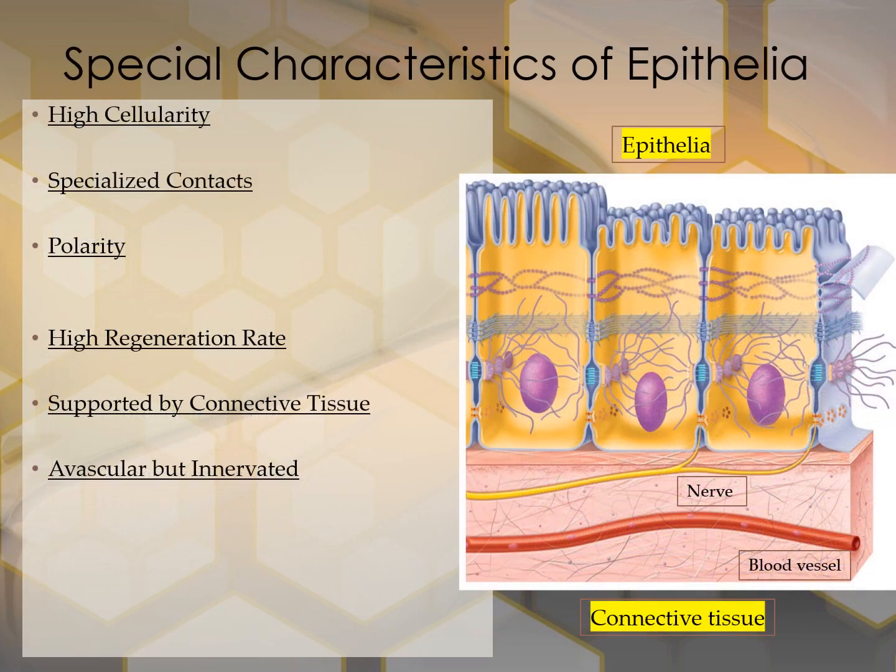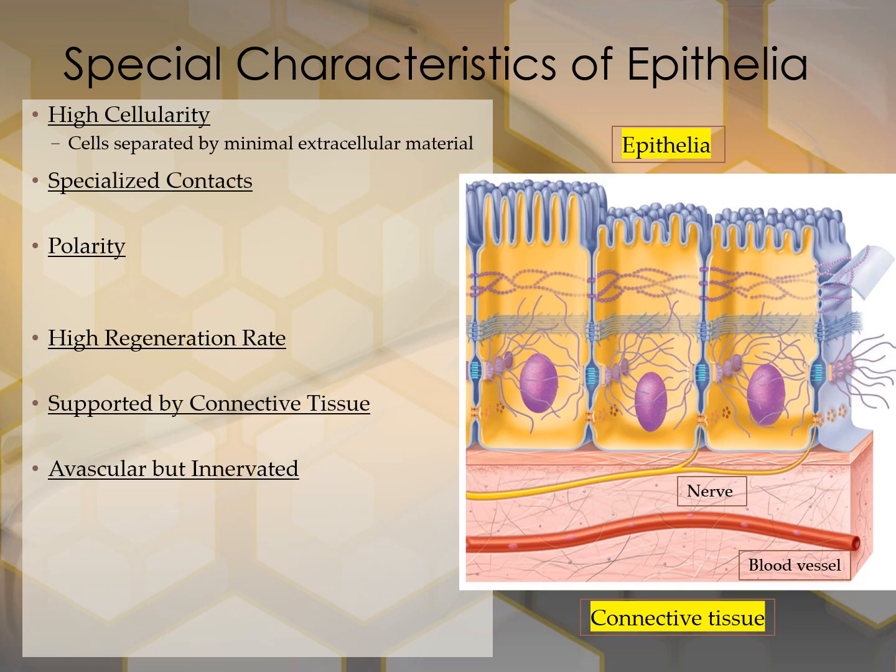So what are some special characteristics of epithelial tissue? What makes epithelial tissue different than connective tissue, muscle, and nervous tissue? Well, when you look at epithelial tissue, it has a high cellularity. And what does that mean? That means that the cells are very close together. So they're packed in together, and there's very little what we call extracellular matrix or extracellular material. And that's anything around the cells in the tissue.